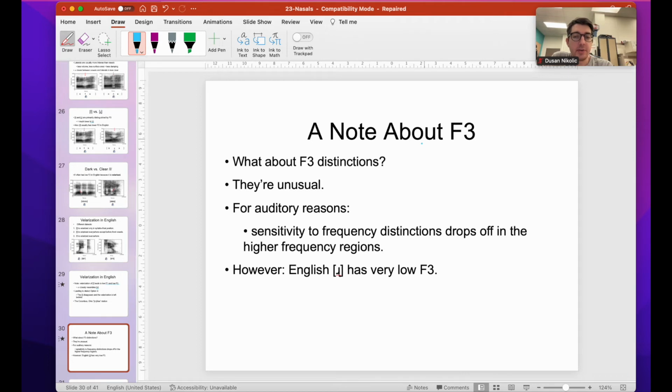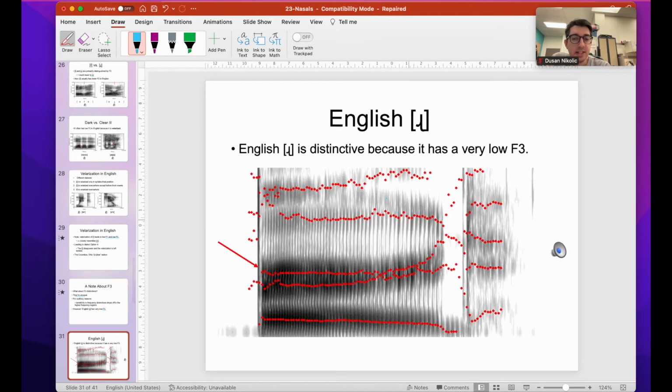A very important note about F3. F3s are unusual, as I said, for auditory reasons. They're sensitive to frequency distinctions, well, because they drop off in the higher frequency regions, those frequency distinctions, and for us, perceptually, we don't hear those, and acoustically as well. However, English R has very low F3, and that's because English R is distinctive because it has a low F3, because you are curling and bunching your tongue back.